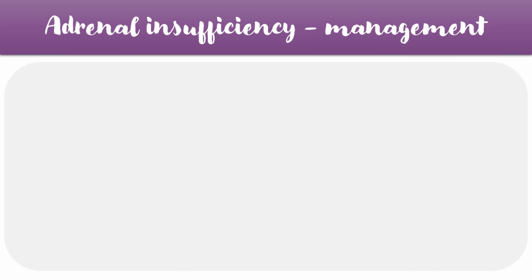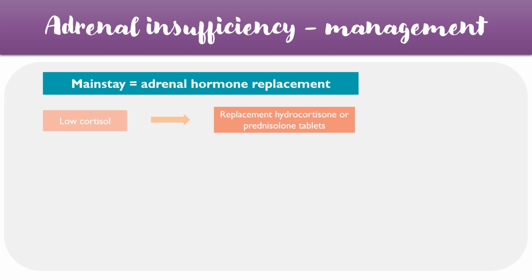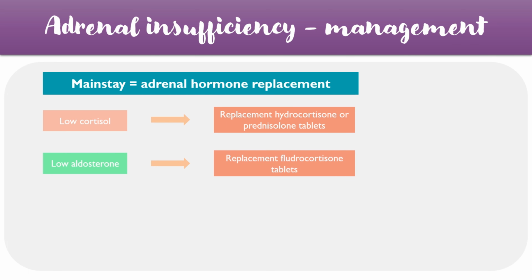Once a diagnosis of adrenal insufficiency has been made, it's important to manage the condition for the patient, and the mainstay involves adrenal hormone replacement. Low levels of cortisol can be replaced using hydrocortisone or prednisolone tablets, while low levels of aldosterone can be replaced with fludrocortisone tablets.